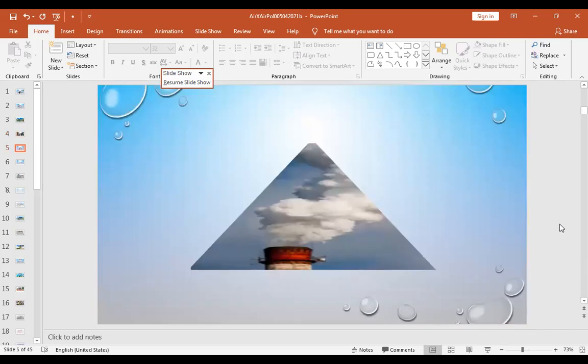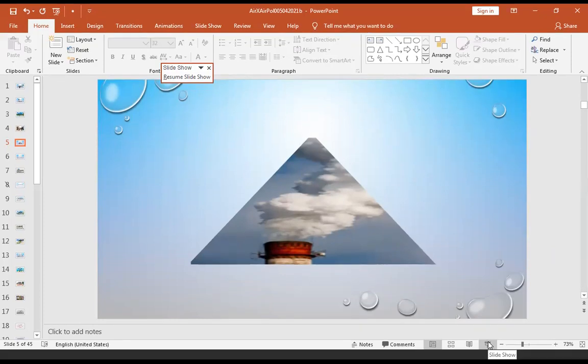As we can see, this picture in the triangle. The triangle is the symbol for change. We want to change from this kind of environment pollution, meaning the smoke from chimneys of factories. We want to change it to the beautiful environment that we used to have before factories came about.